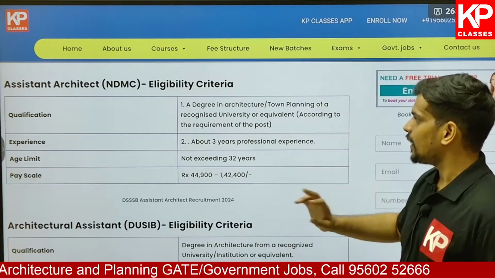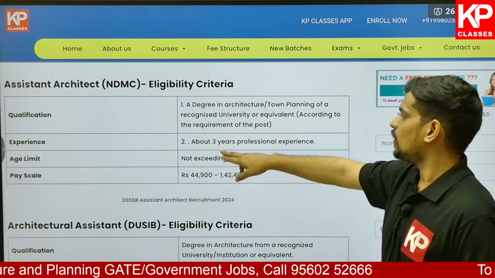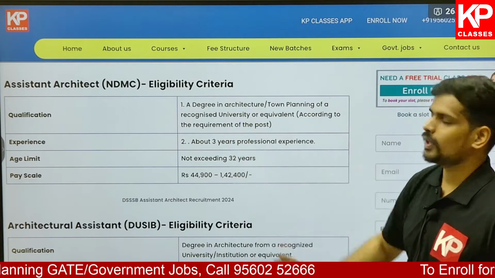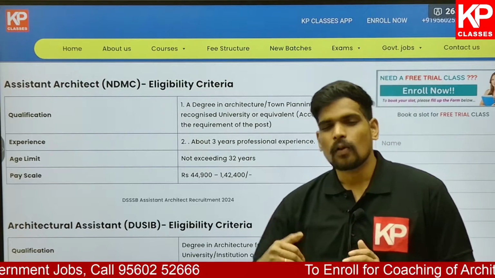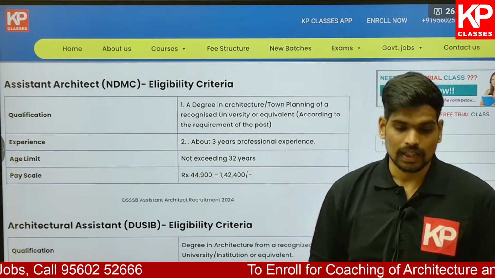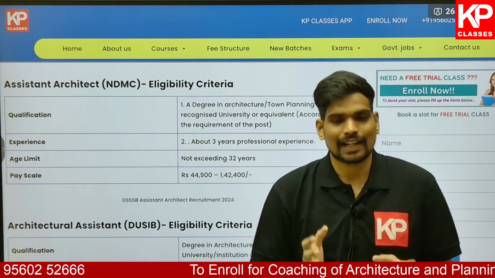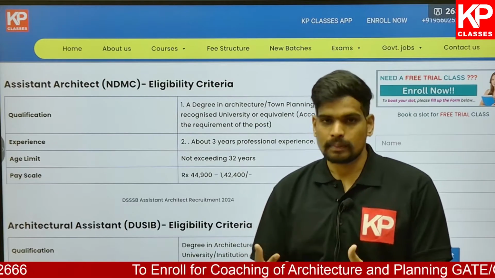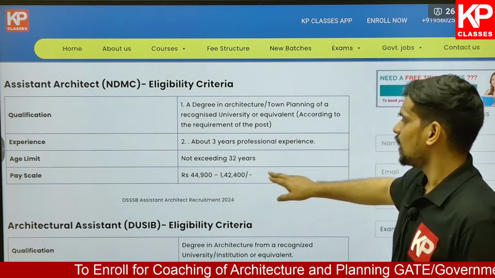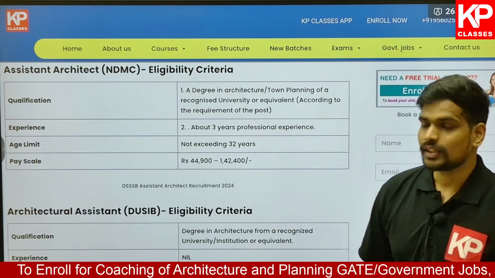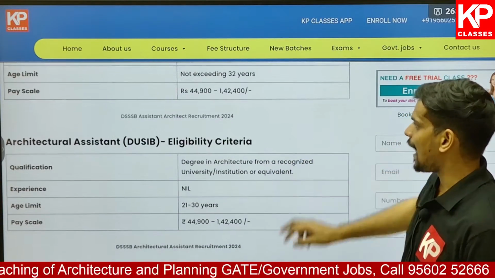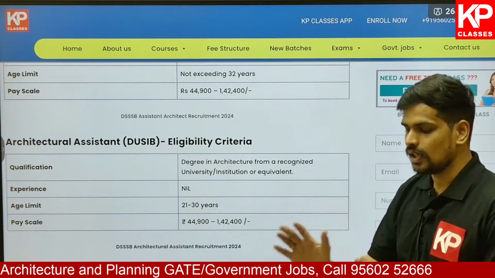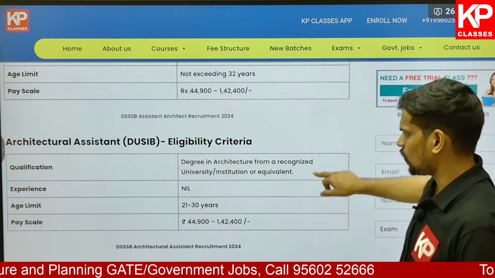As far as the experience, for NDMC, they have prescribed a professional experience of about 3 years. It has been written in the notification as experience of about 3 years. It's not specifically mentioned, so even if you don't have exactly 3 years of experience, you can probably apply for the NDMC post. The age criteria is not exceeding 32 years, and the pay scale has been mentioned as 44,900. So it is a level 7 job, as far as I can recall.